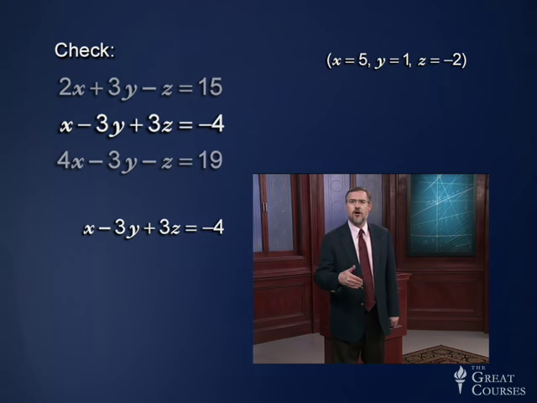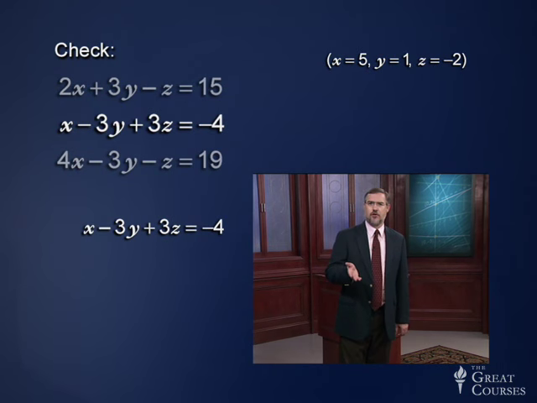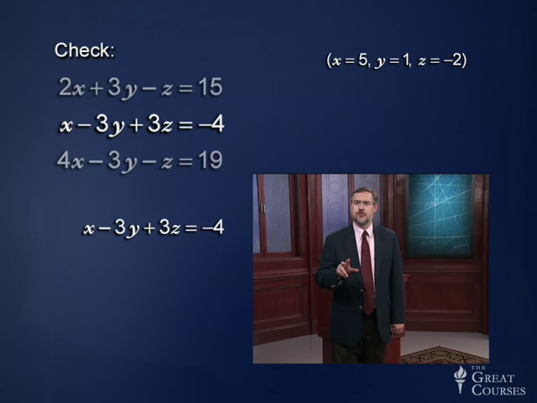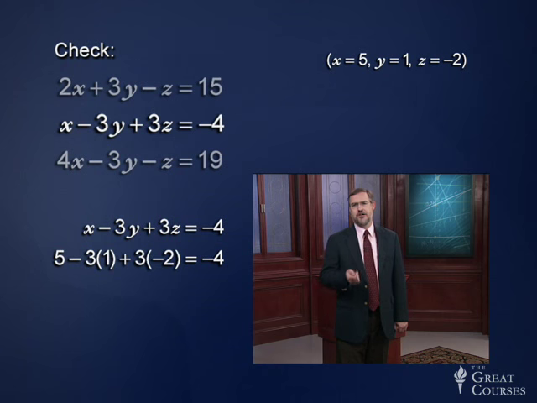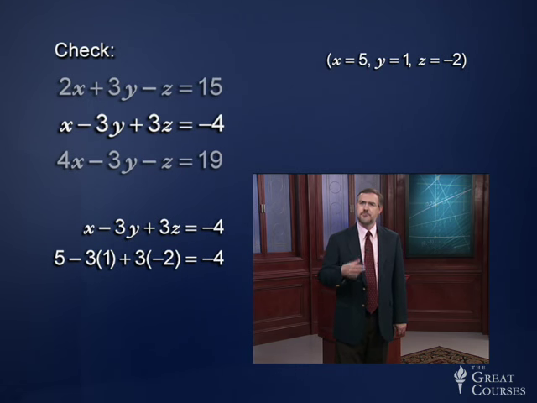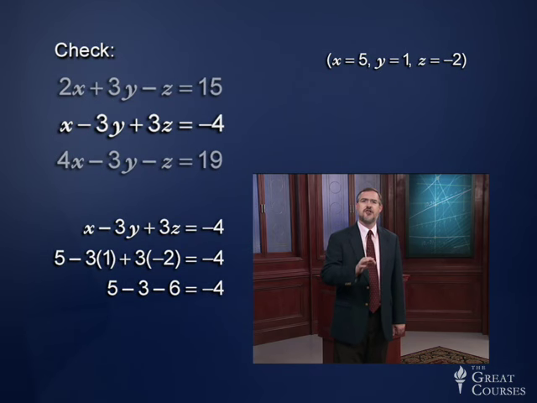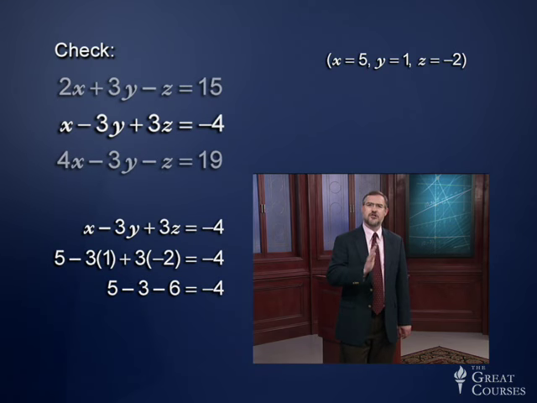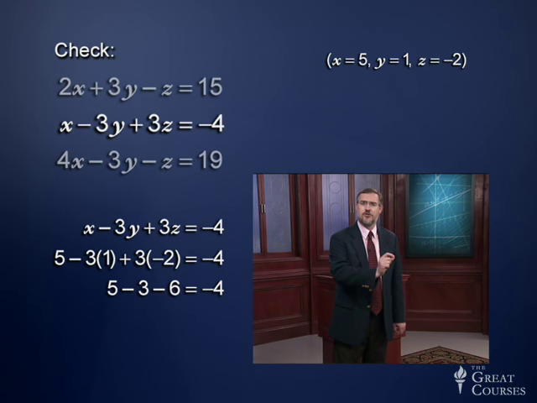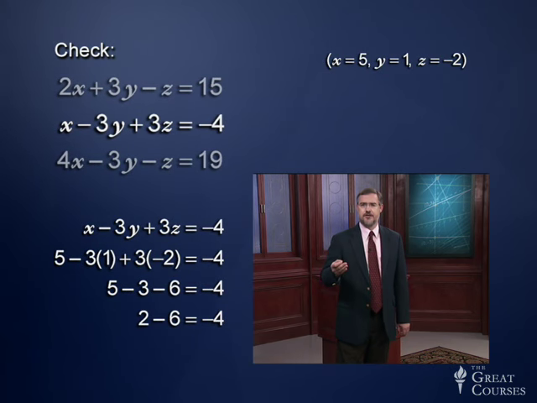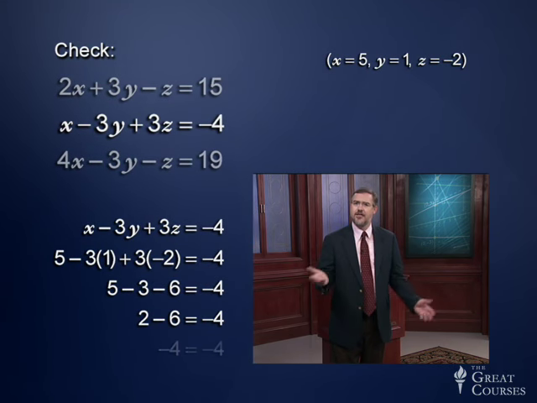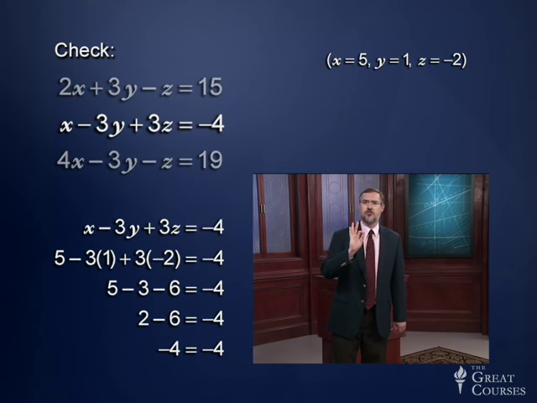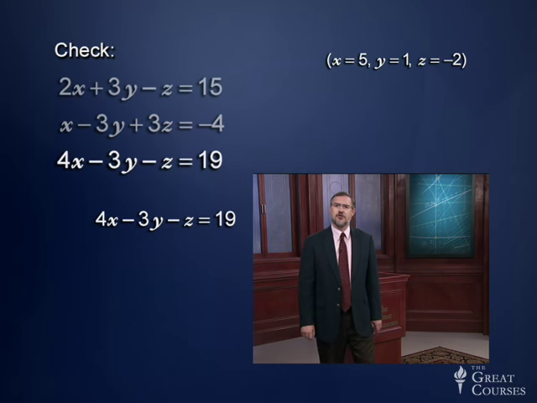x minus 3y plus 3z equals negative 4. Plugging in my information for the solution gives me 5 minus 3 times 1 plus 3 times negative 2 equals negative 4. Or 5 minus 3 minus 6 equals negative 4. And now if I walk through those subtractions from left to right, according to my order of operations, that's going to be the same as 2 minus 6, which is the same as negative 4, and that equals negative 4. So the second equation also checks out. That's good. Let's try the third.